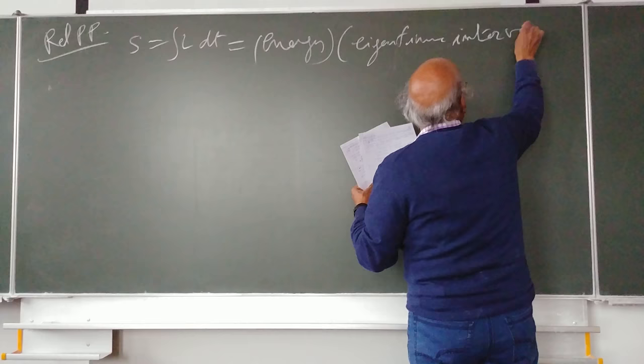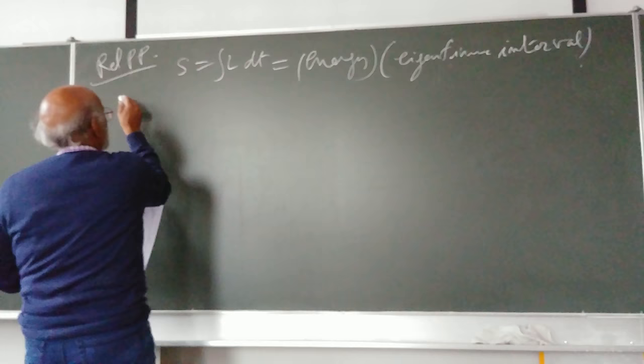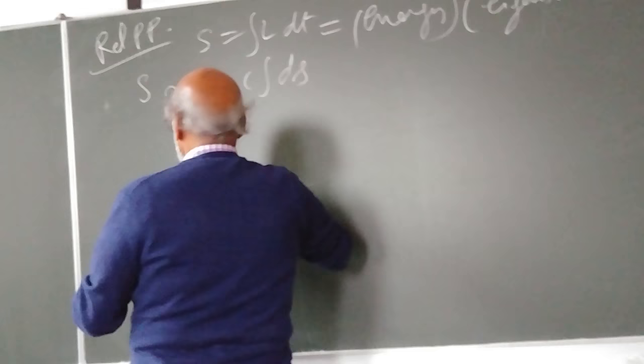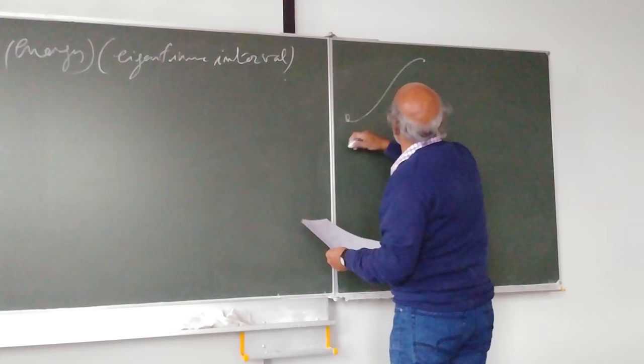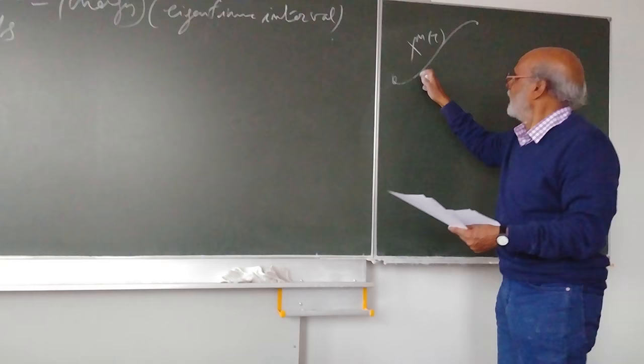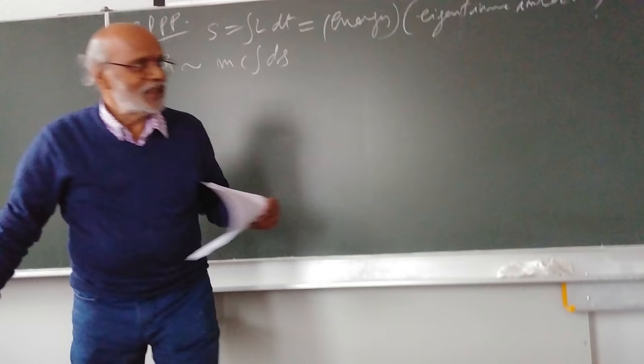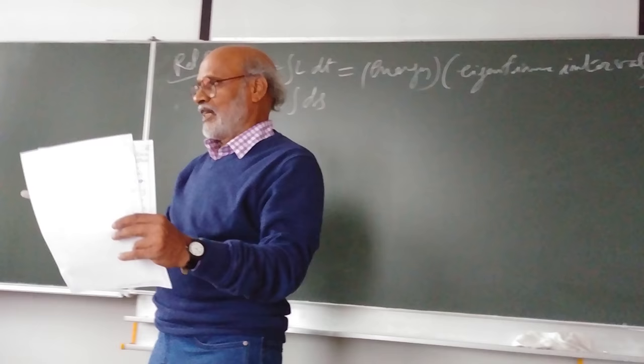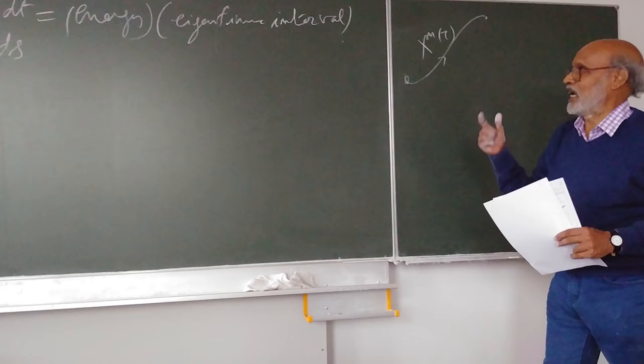So within these units, your action is seen to be proportional to mc times the length of the world line. As the particle moves in space-time, it sweeps out a world line, which is x^mu(tau). And another beauty of this is that by construction we consider only time-like trajectories. I'll come back to the meaning and importance of time-like trajectories in quantum field theory or in gravity theory a little bit later.